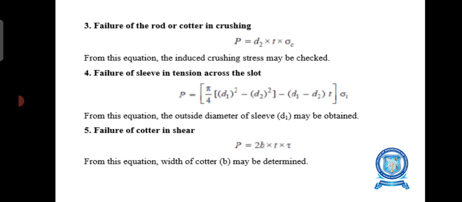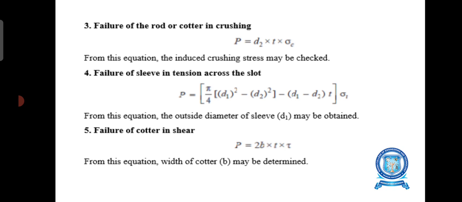Then failure of the rod or cotter in crushing, capital P equal to D2 into t into sigma c. From this equation the induced crushing stress sigma c may be checked, right? Then failure of sleeve in tension across the slot, the suitable formula is capital P equal to pi by 4 into D1 square minus D2 square minus D1 minus D2 into t into sigma t, right? From this equation outer diameter of the sleeve D1 may be obtained.